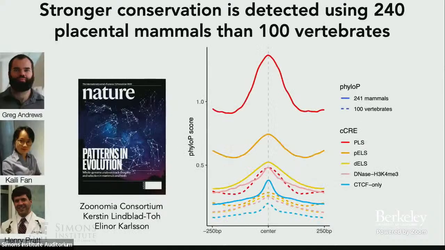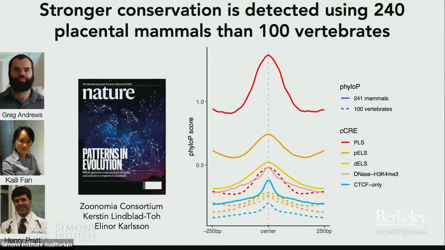So we got involved in the Zoonomia Consortium, which is the project led by Kerstin Lindblad-Toh and Elinor Karlsson. It just happens that Elinor is one of my faculty. We were talking about this during our faculty research, and she was like, oh, you're looking at this conservation, why don't you try out our mammalian genomes? They have sequenced 240 placental mammals, and that is possibly a more recent evolutionary time, right? We hit it off right away.